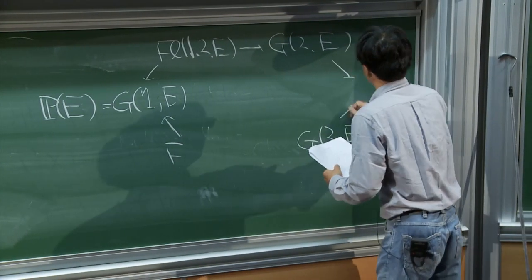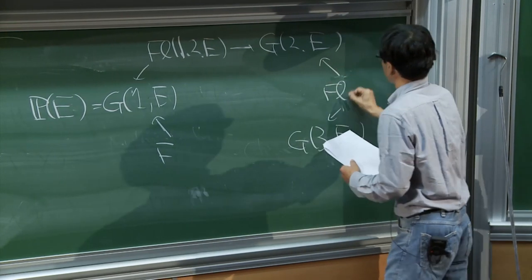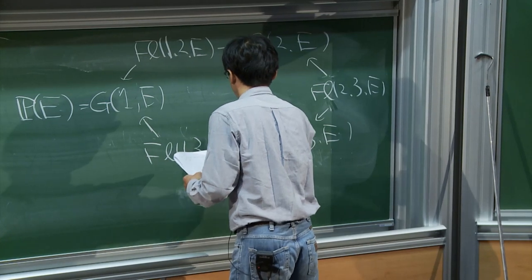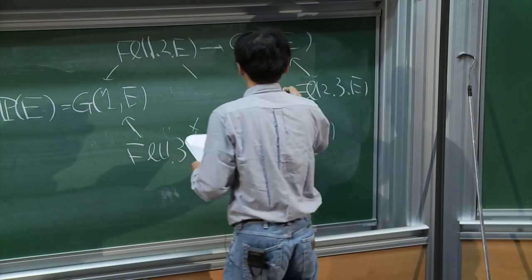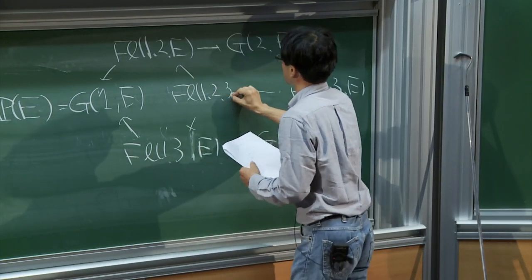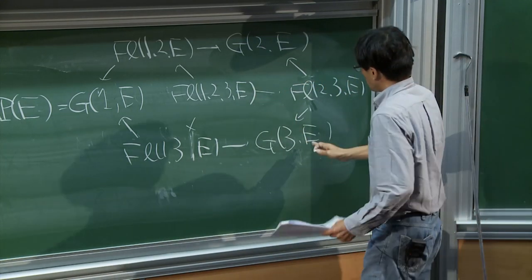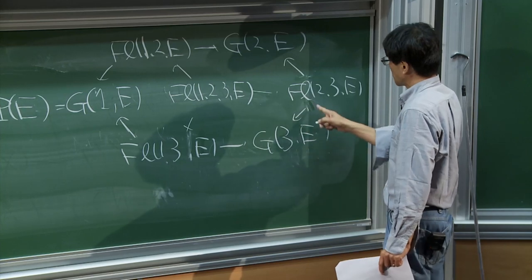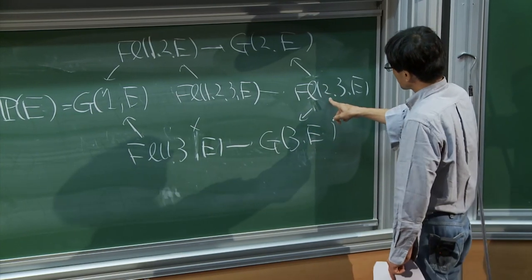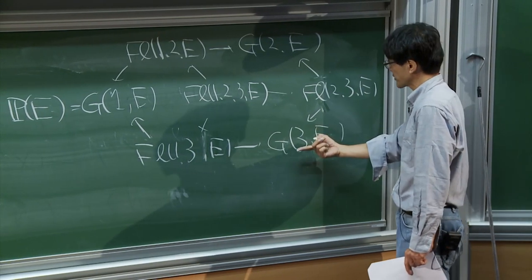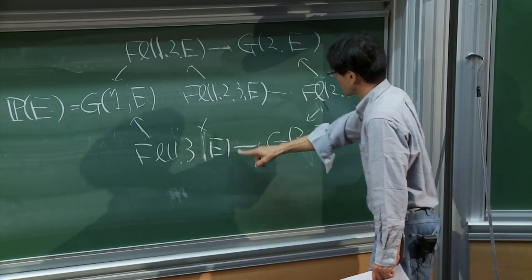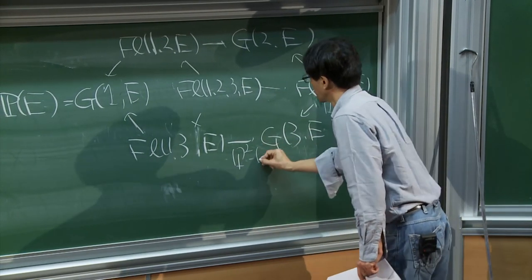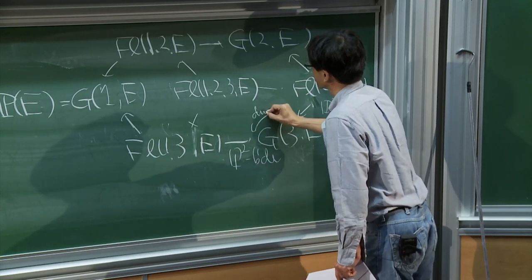G3E, it's going the other way. Flag 2-3-E, flag 1-3-E, and then in the middle I have flag 1-2-3-E. So we have some Grassmann bundles, and they parameterize dimension 2 subspaces in a dimension 3 space, and so they are dual to each other. So they are P2 bundles, dual to each other.